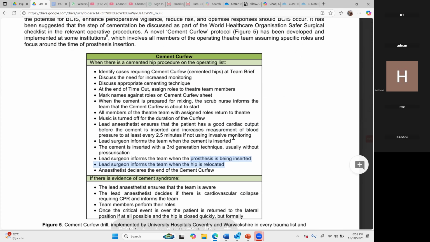Identify cases requiring cemented hips. Discuss the need for increased monitoring. Discuss appropriate cementing technique, because there are certain techniques, for example they can do retrograde cementing, where the pressure does not increase as much. Sometimes they can make a hole so it is vented. This is one option they use. Maybe you will find more here.